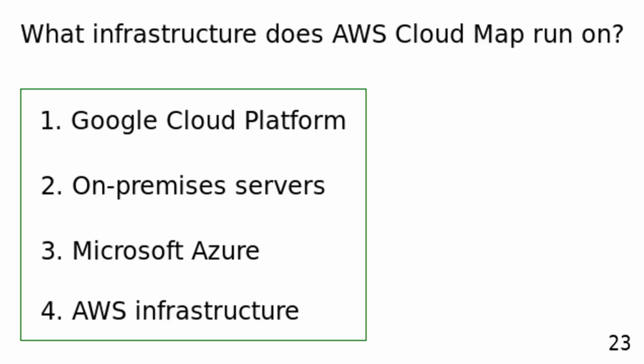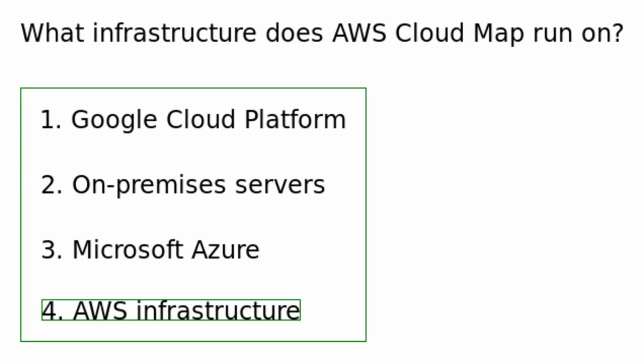What infrastructure does AWS Cloud Map run on? Google Cloud Platform. On-premises servers. Microsoft Azure. AWS infrastructure. AWS Cloud Map runs on the AWS infrastructure, leveraging the scalability, reliability, and global reach of AWS services to provide seamless service discovery and management capabilities.